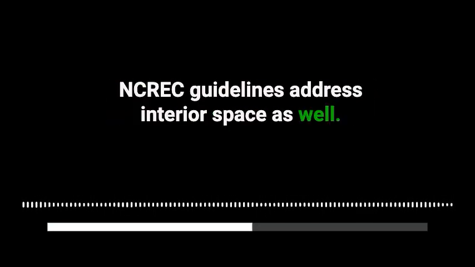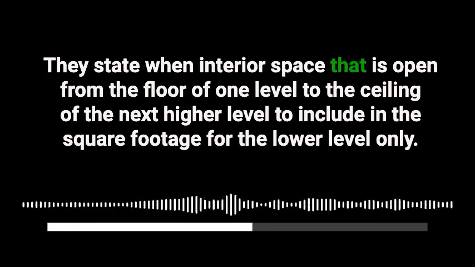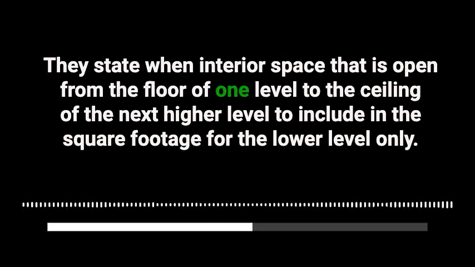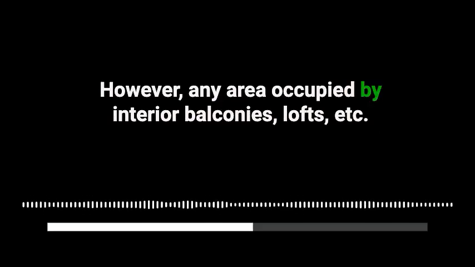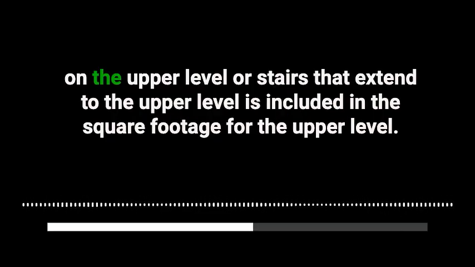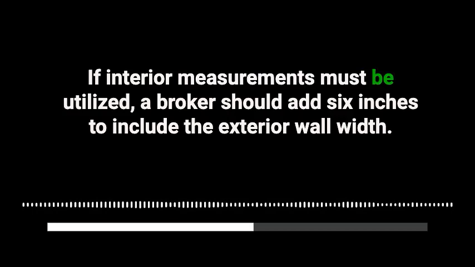NCREC guidelines address interior space as well. They state when interior space is open from the floor of one level to the ceiling of the next higher level to include it in the square footage for the lower level only. However, any area occupied by interior balconies, lofts, etc. on the upper level or stairs that extend to the upper level is included in the square footage for the upper level. If interior measurements must be utilized, a broker should add 6 inches to include the exterior wall width.